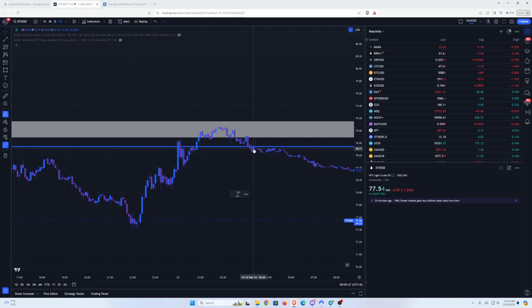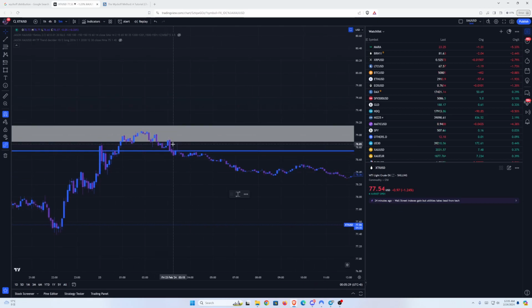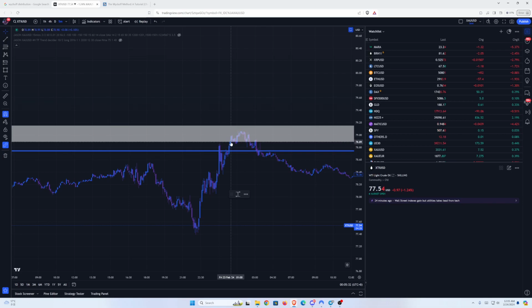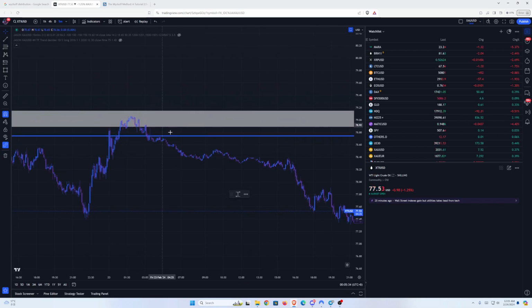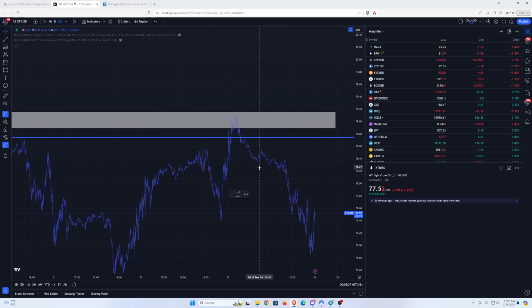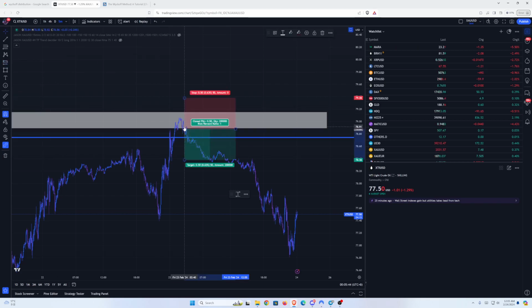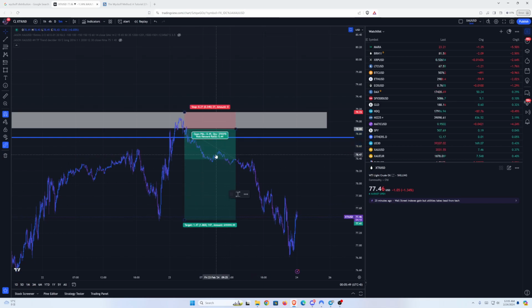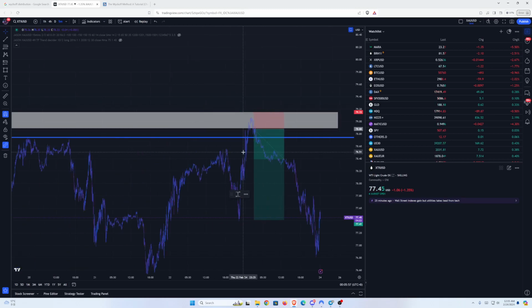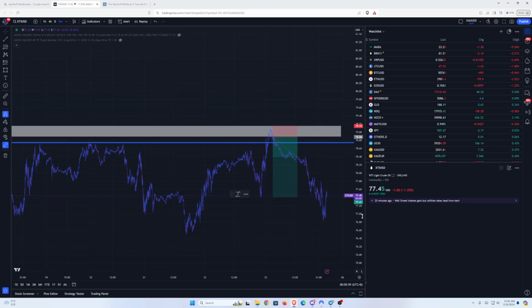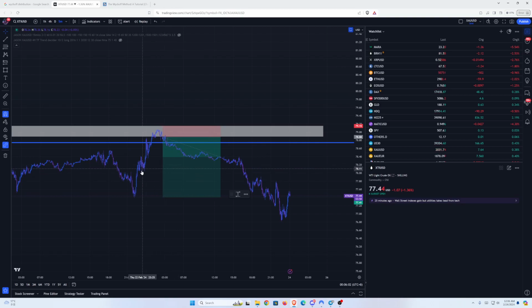Okay, and you would have got into a short in here, or you might have just put on a sell limit in here and stop loss in here. Price would go down from here, and then your take profit will be in here. So short position and take profit, 1 to 5 risk to reward ratio. This is all we need. We need at least 1 to 5 risk to reward ratio, and we got it in here. And that's how you would trade it.